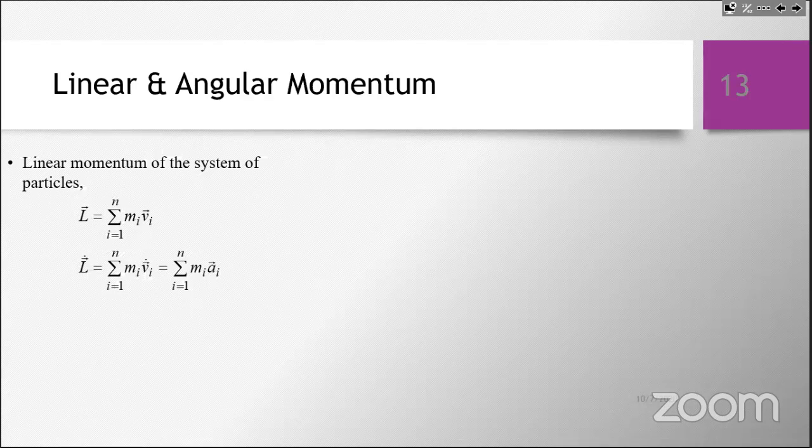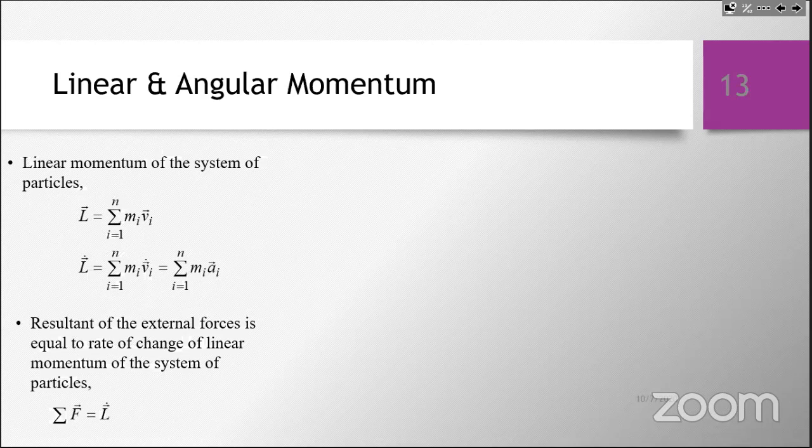So linear momentum is the sum from i equals 1 to n of m_i v_i, right? So if you want the total linear momentum, L, of a system, you just add up all of the linear momentum from each of your particles, okay? Remember, if we take the time derivative, that's equal to the force, right? So the sum of my forces is the time rate of change of my linear momentum. Okay. That's great, and that doesn't seem super helpful for anything, right?